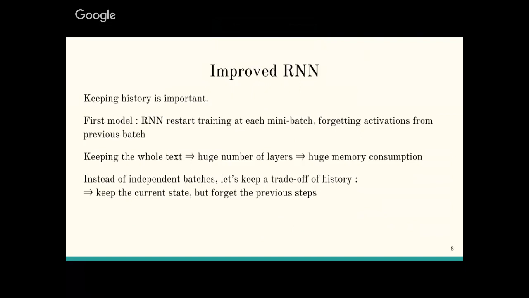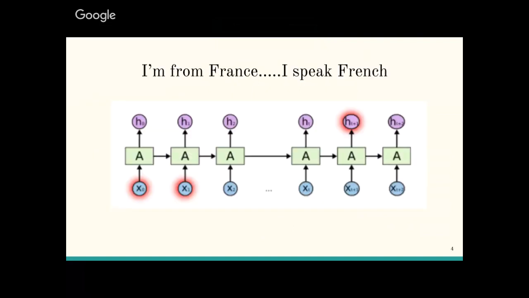So to have a good traceback, we can have a trade-off of remembering the previous steps and forgetting a part of it. For example, in a text where at the beginning of a paragraph you have "I'm from France", and at the end you want to predict "I speak French", you need to remember from the very beginning. But most of the time, because you only have a few states in your neural network, you cannot remember the beginning of the text.